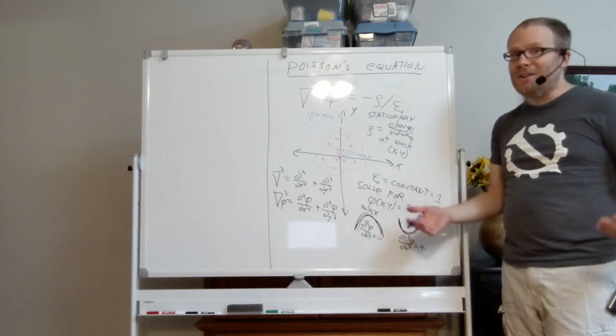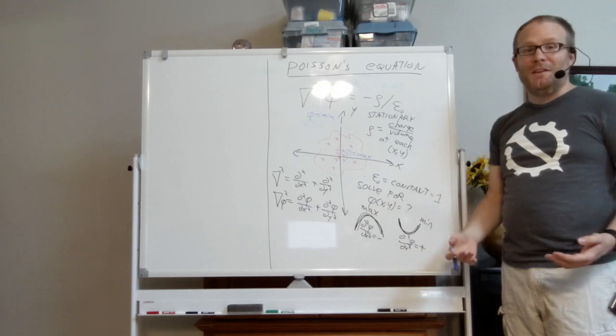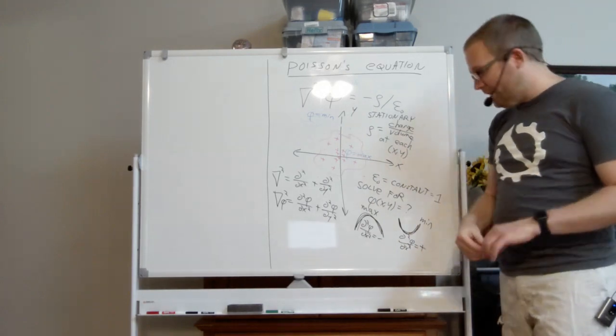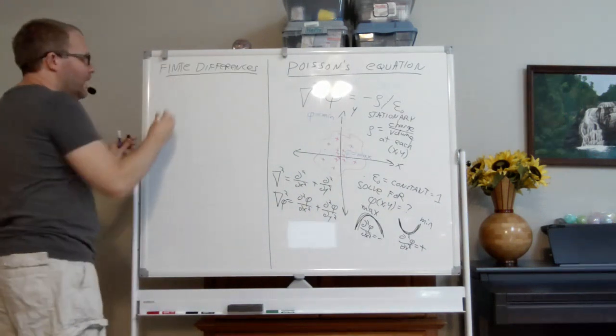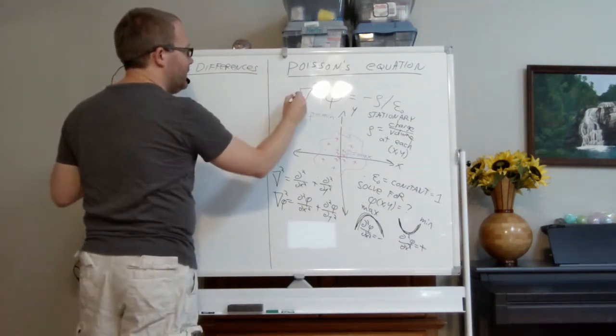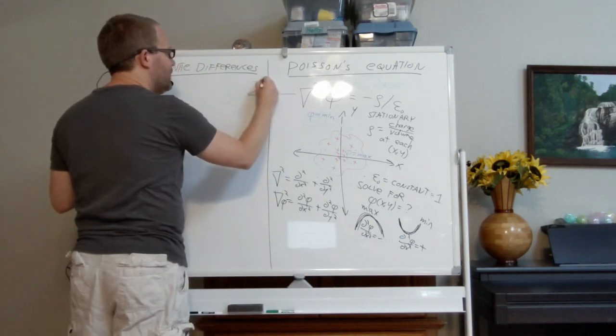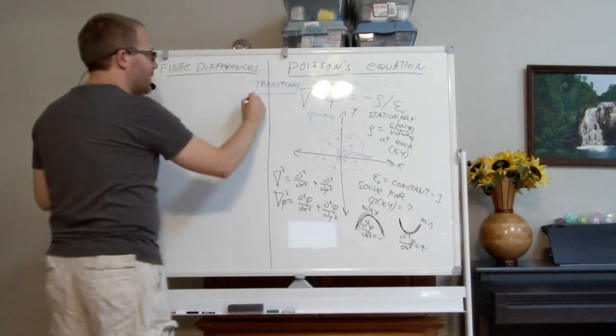In fact, the majority of integrals can't be solved, and the majority of problems that you put in here can't be solved exactly. And so we're going to use a method called finite differences. And our goal is going to be to transform this equation, transform Poisson's equation, into something that we can put into the computer.